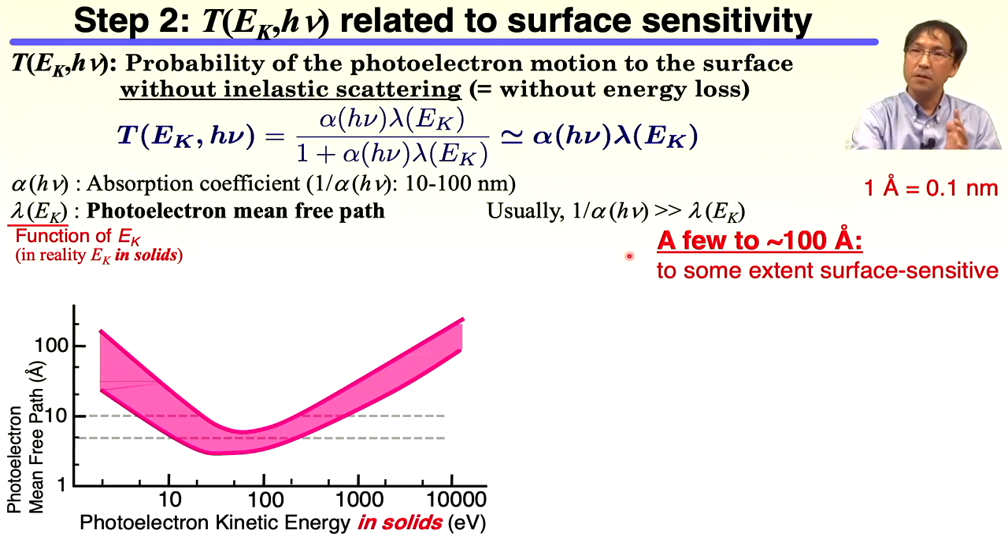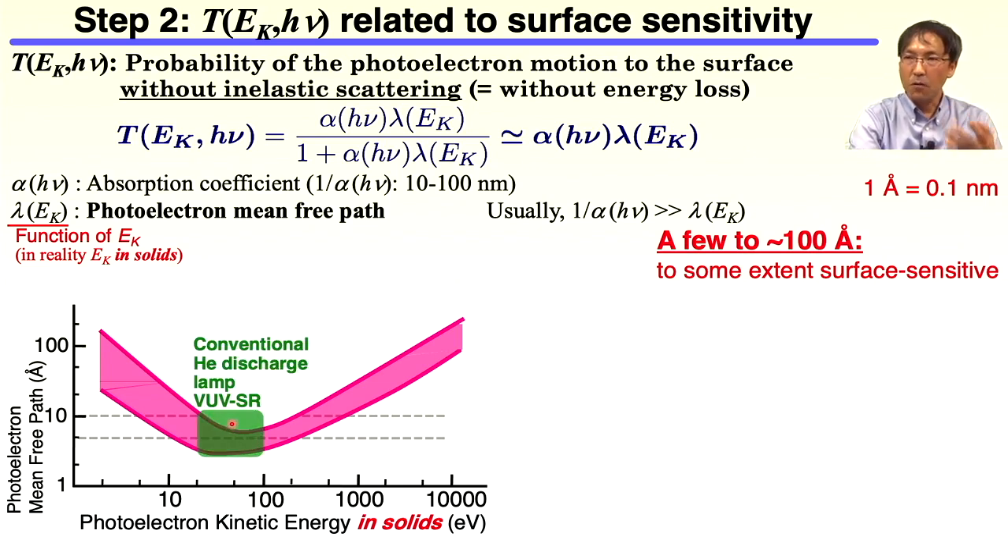In this sense, photoemission spectroscopy is more or less a surface-sensitive measurement. The photoelectron mean free path lambda takes a minimum of 3 to 5 angstrom in the kinetic energy range from 15 to 100 electron volts. This energy range corresponds to the conventional helium discharge lamp and vacuum ultraviolet (VUV) synchrotron radiation. This situation is happy for surface science because the minimum lambda of 3 to 5 angstrom corresponds to the thickness of the topmost surface layer.